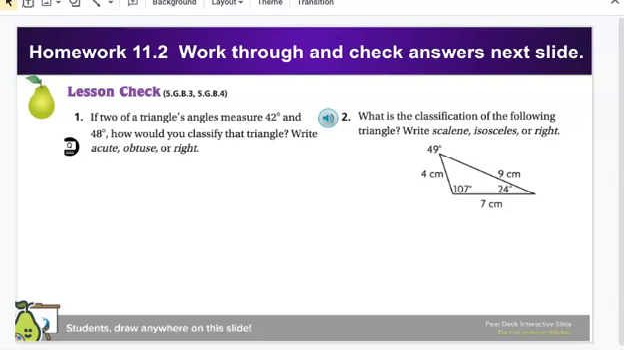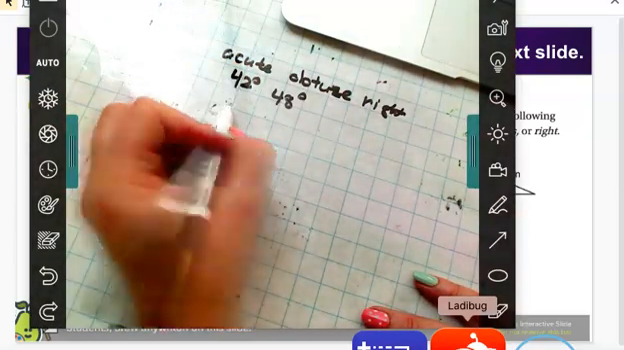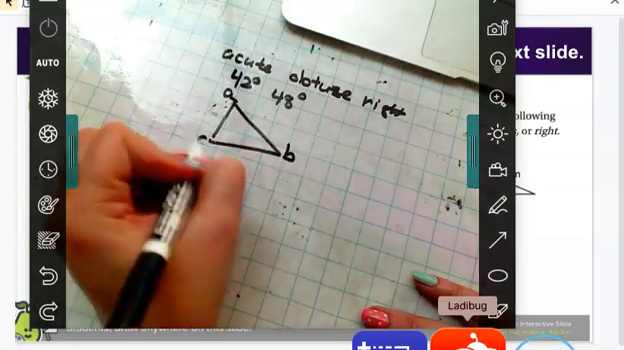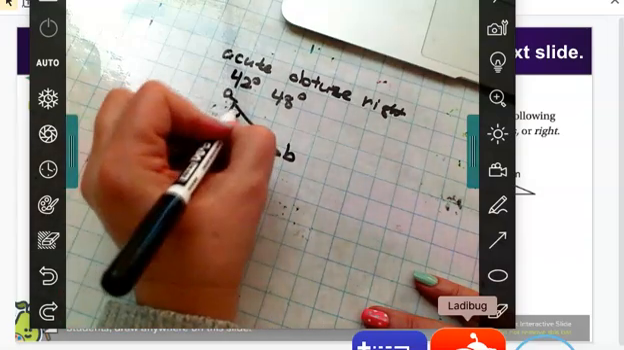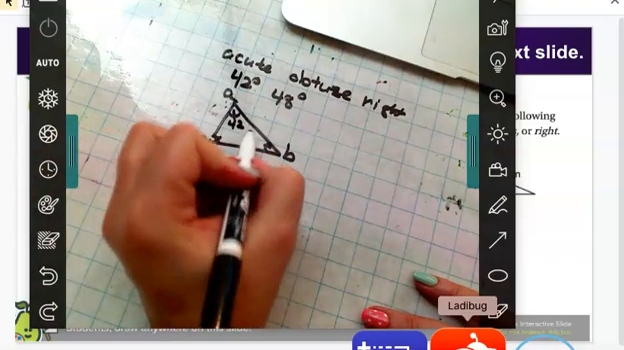All right, if 2 of the triangle angles measure 42 degrees and 48 degrees, how would you classify it as an acute triangle, obtuse, or a right triangle? Well, this is where you have a multi-step problem, right? So let's take a look. Here are your 2 angles that you know. So you're going to draw a triangle. We'll say A, B, and C are those pointed vertices, so this becomes angle A, angle B, and angle C as well. This one's 42 and this one's 48.